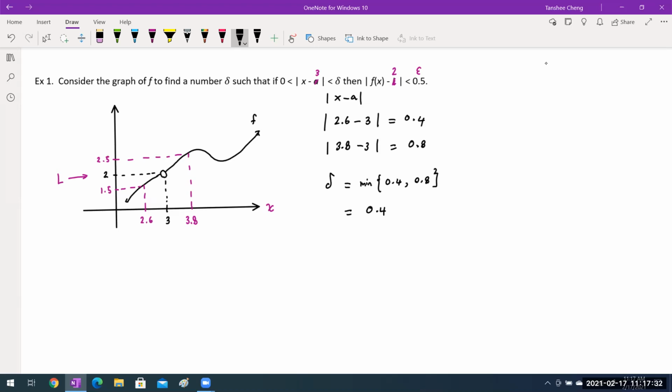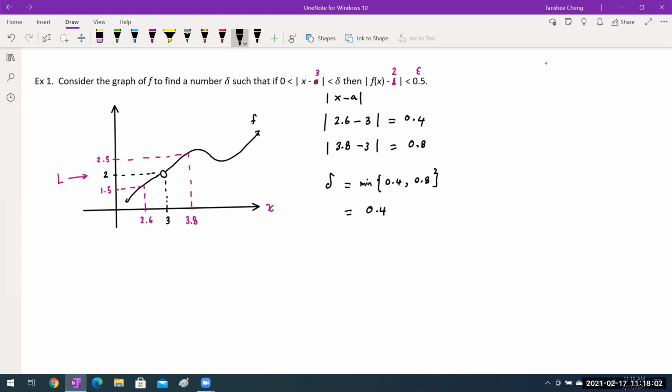0.4, right? So that will be my answer to this question. The delta that we need to use is 0.4. So what this basically tells you is, sometimes depending on the functions, even though we already know what epsilon value we want, your delta may not be evenly spread out from the a that we want to approach.